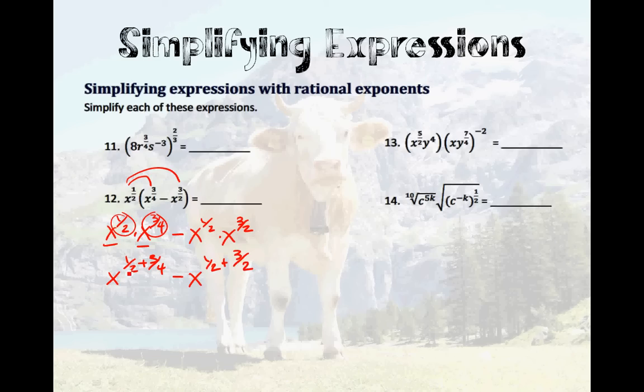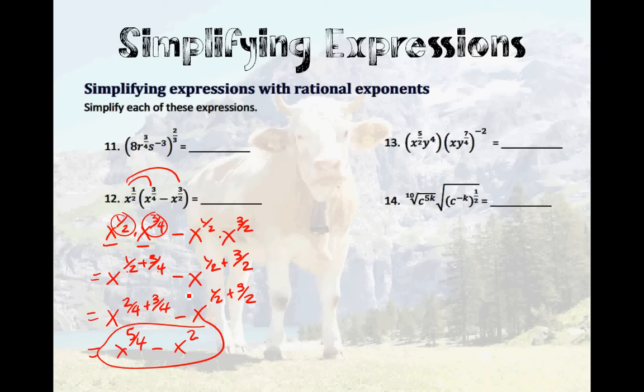Okay, so 1/2 plus 3/4, we have x to the 2/4 plus 3/4, so we have common denominators. Same thing here, I want common denominators, they already have that, it's 2. So now we can finish simplifying. 2/4 and 3/4 makes 5/4. And then here, 1/2 and 3/2 makes 4/2, which simplifies to 2. So that could be your answer that you would write there.